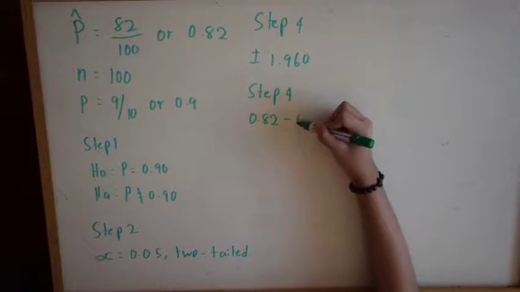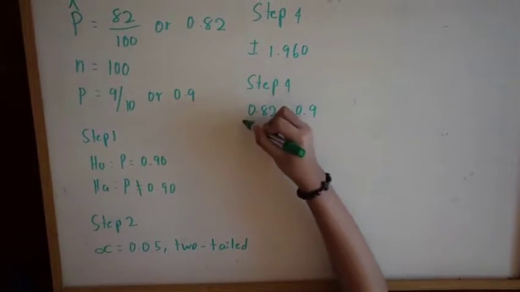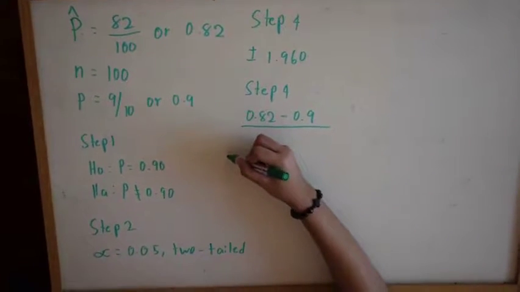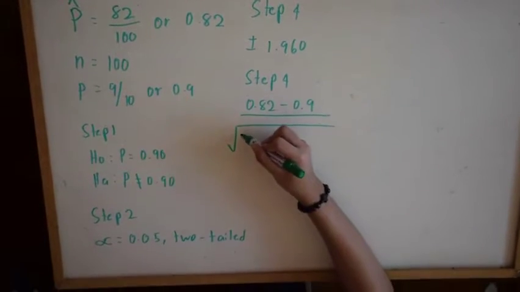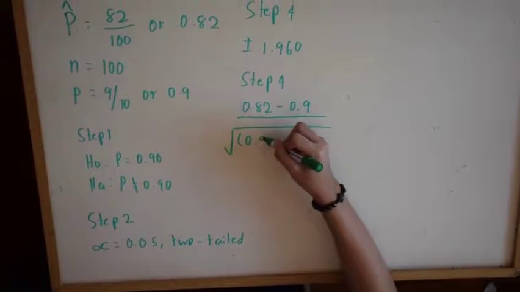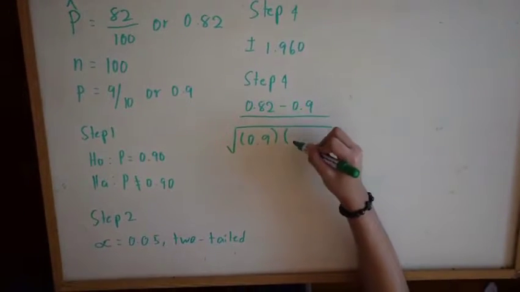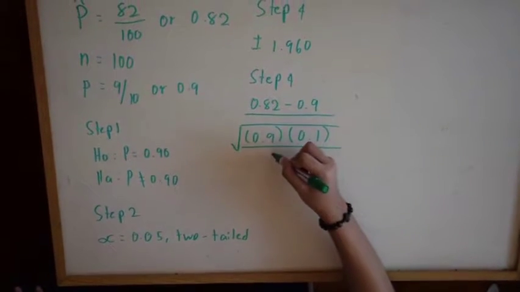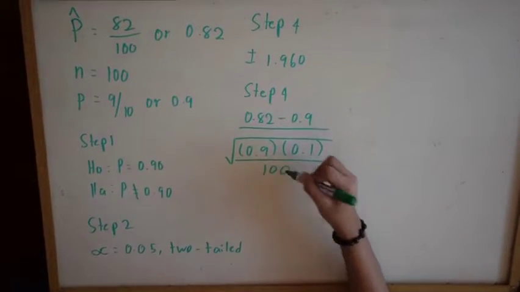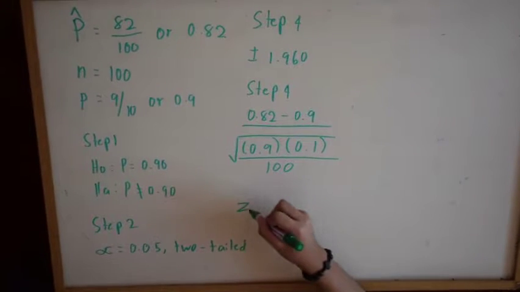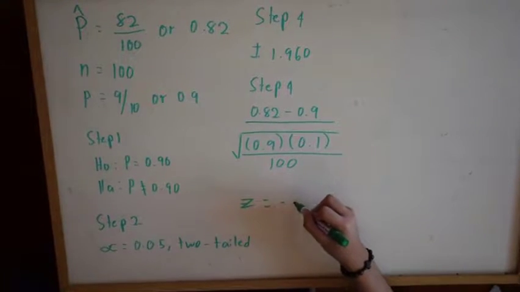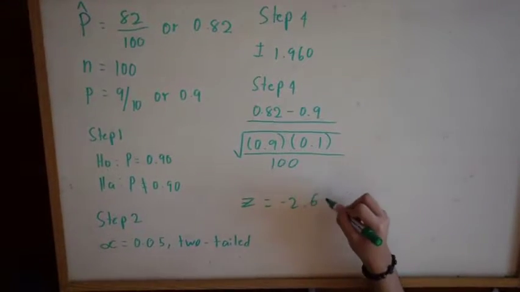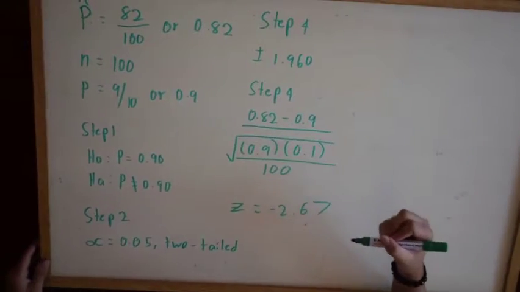So 0.82, the p-hat, minus 0.9, the population proportion mean, over the square root of 0.9 multiplied by 1 minus 0.9 over the sample size of 100. It will give us a z value of negative 2.67.